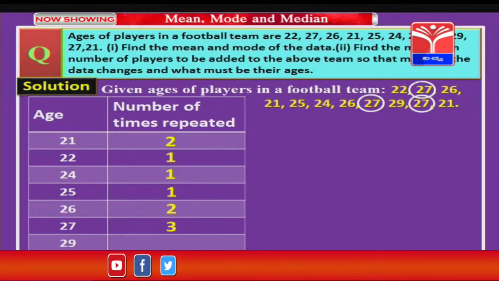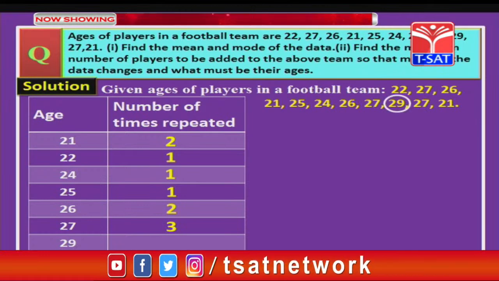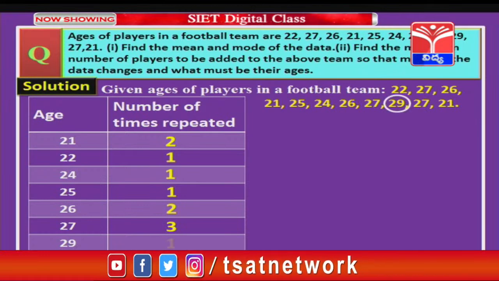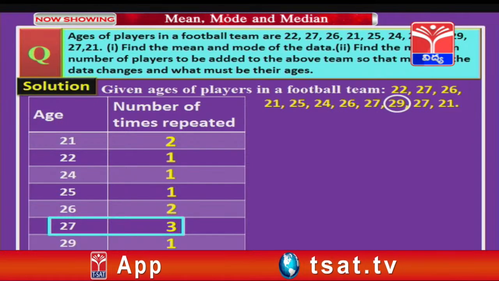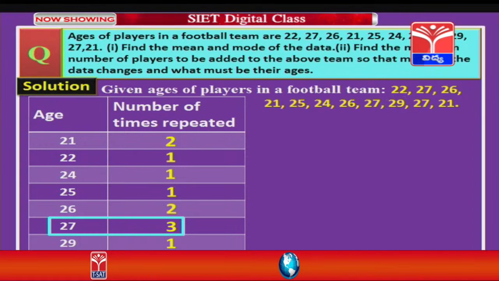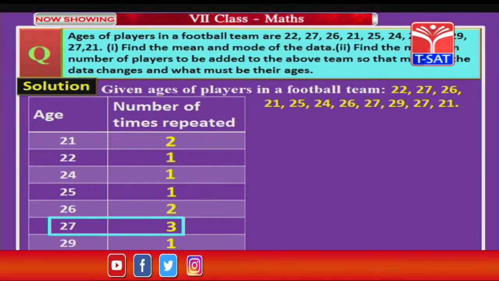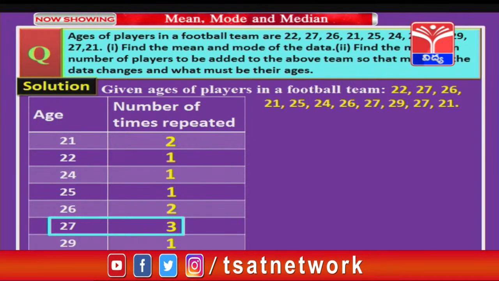So, write down 3, and finally, we move on to 29. This is repeated only once. So, this is the number of times their ages are repeated. Now, children, out of all these things, which is repeated more number of times? Yes, 27 is repeated more number of times, that is 3 times. So, that is the mode of the data we have already calculated.